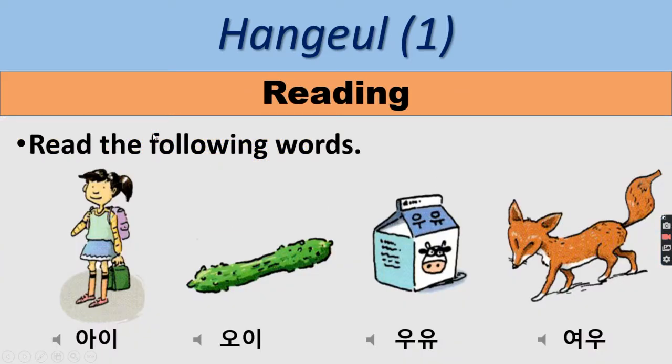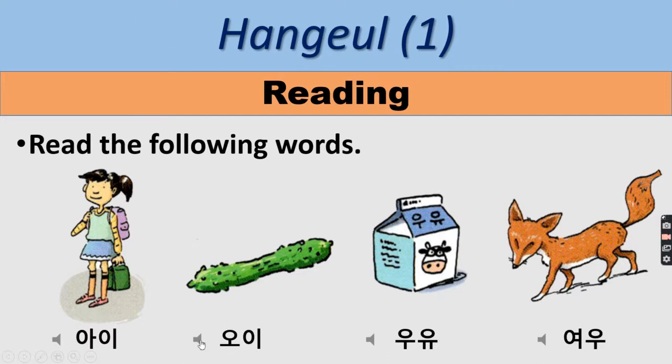Okay, next we have here vocabulary. We have here now words. Earlier mga syllables man to, karon we have here words. So let's try to take a look at this one is I. Okay, I. Okay. So it means child.